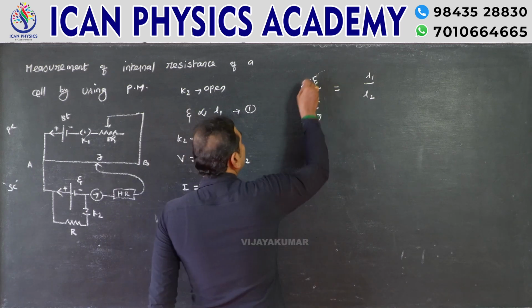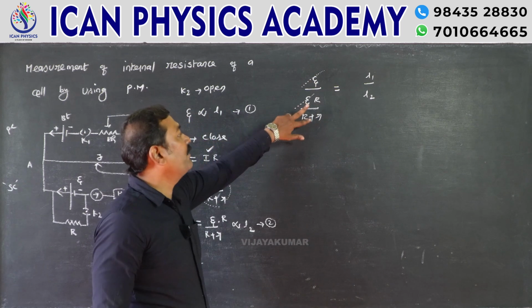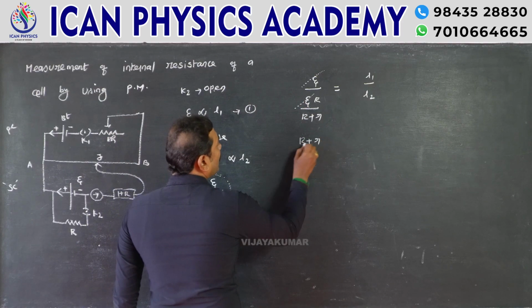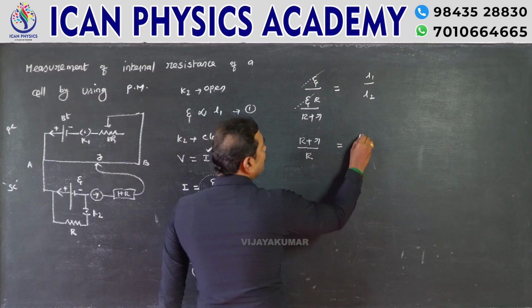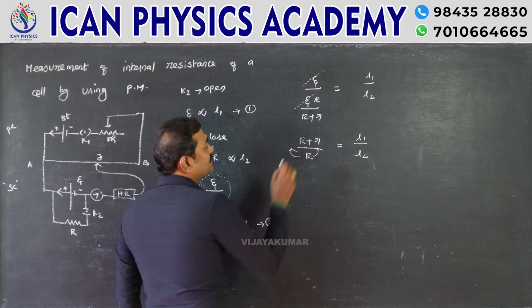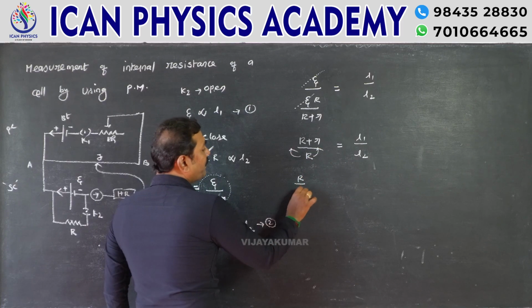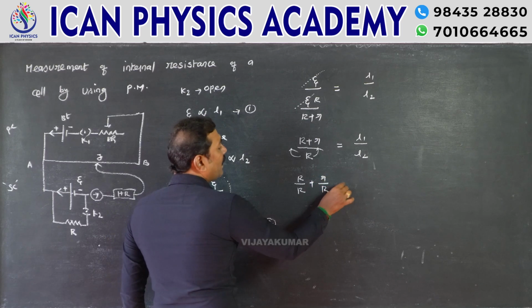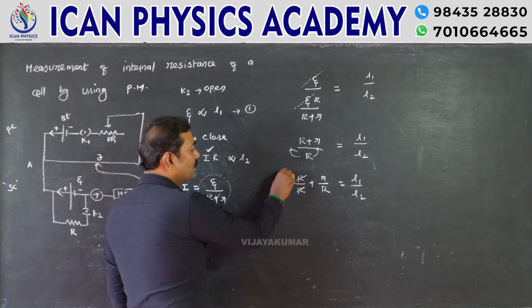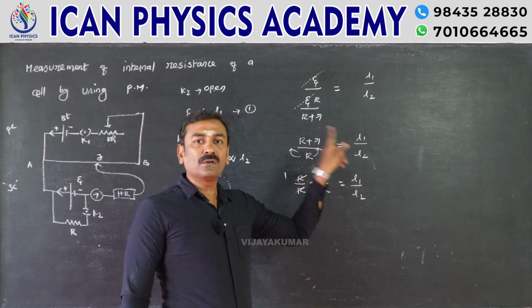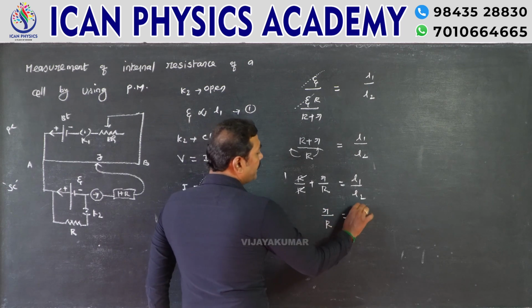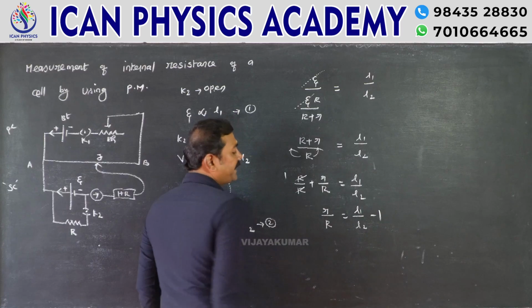Okay. Now, psi and psi getting cancelled. Now, it becomes reciprocal. So, when it becomes reciprocal, R plus r by R equal to L1 by L2. Now, the R is common to first term and second term. So, R by R plus r by R equal to L1 by L2. R by R getting cancelled. So, it becomes 1. The plus 1 goes to right side as minus 1. So, r by R equal to L1 by L2 minus 1.